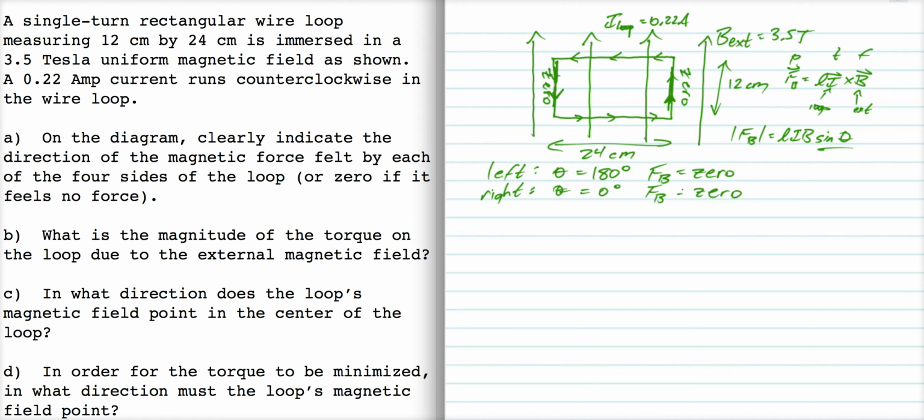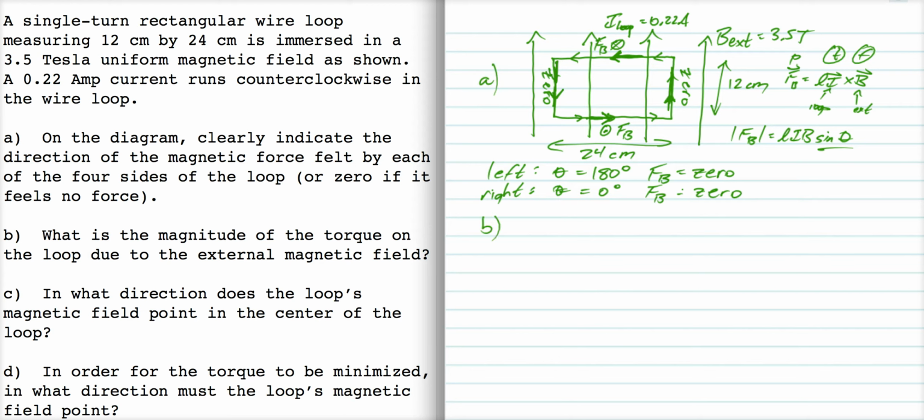Now for the top and the bottom, well, for the top, let's see, the current is going to the left, and so if we point our thumb to the left and our fingers in the direction of the external field, then that results in a magnetic force that goes into the page. And over here, if we have a current that points to the right and a magnetic field that points up, that results in a magnetic force that points out of the page. Okay, so that's part A.